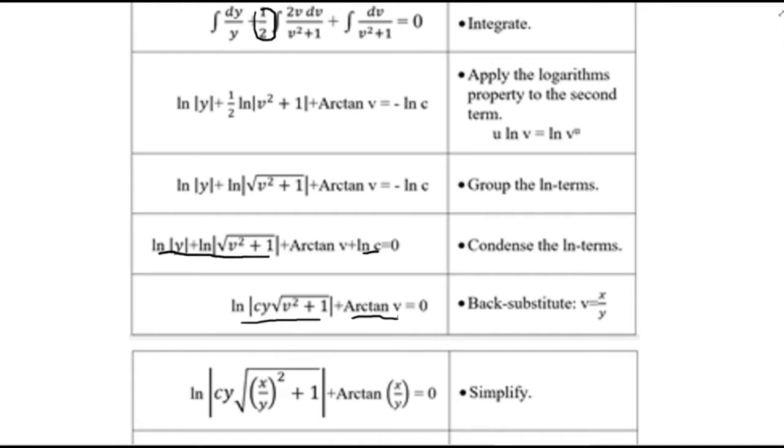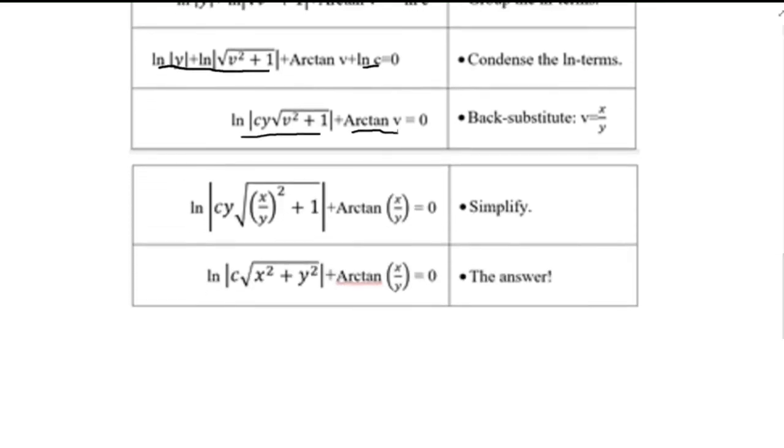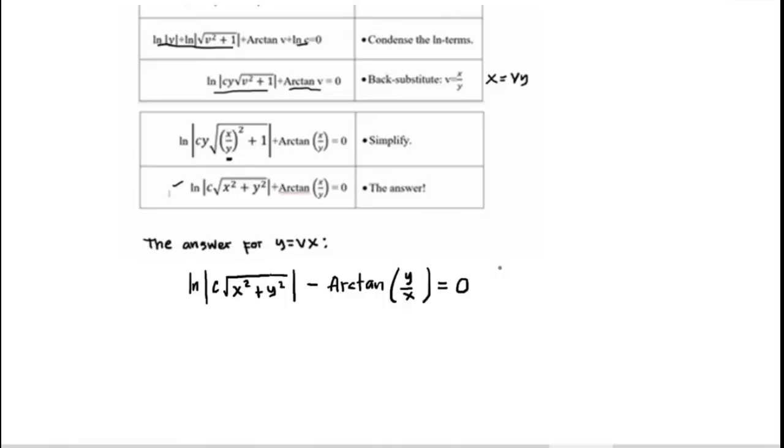After substituting, this is now the time for the back substitution, in which our v is equivalent to x over y. Again, this is just taken from our substitution, that is x is equal to vy. So v squared here, we substitute, that is now x over y. Then simplify, we have now this answer. Then when using y is equal to vx, this is now the answer.